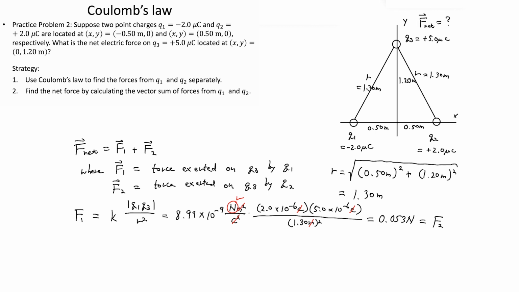Let's now think about the directions of F1 and F2. Q1 and Q3 have opposite signs, so the force between them is attractive. So F1 must point toward Q1. On the other hand, Q2 and Q3 have the same sign of charge, making the force between them repulsive, so F2 points away from Q2.